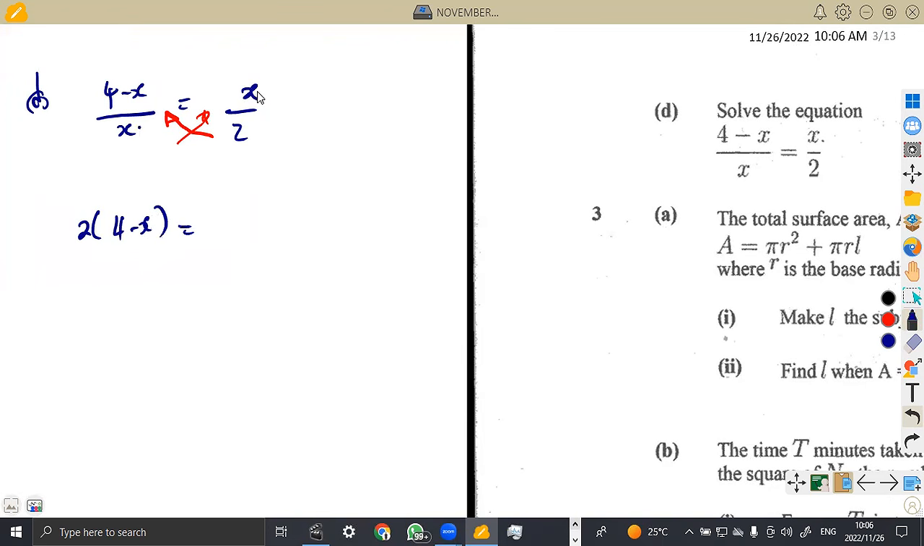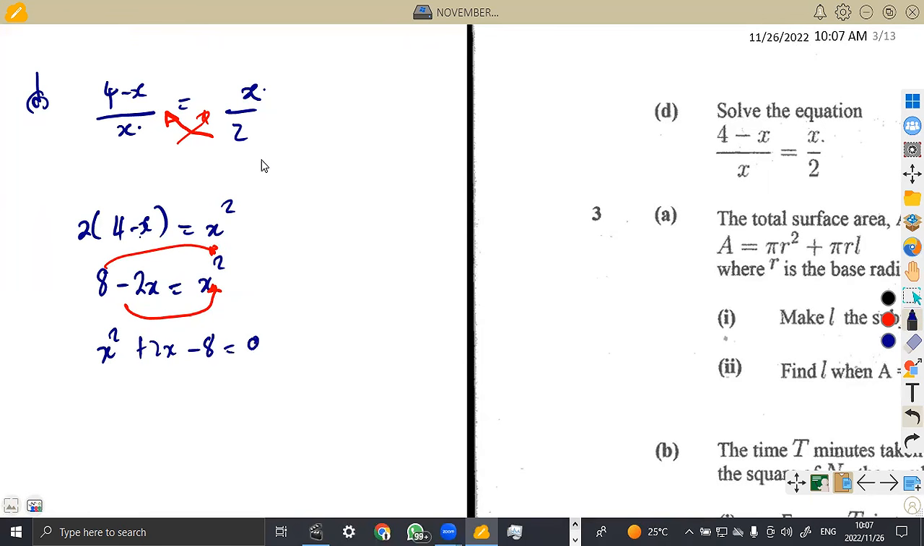And here we've got x and x, which is going to be x squared. All right, so let's expand brackets. 2 times 4, that is 8. 2 times minus x, that is minus 2x, which is equal to x squared. So you can collect these terms to the other side of the equation. That means we are going to have x squared plus 2x, because it was a minus on this side. 8 to the other side is going to be negative 8. So negative 8 is equal to 0.